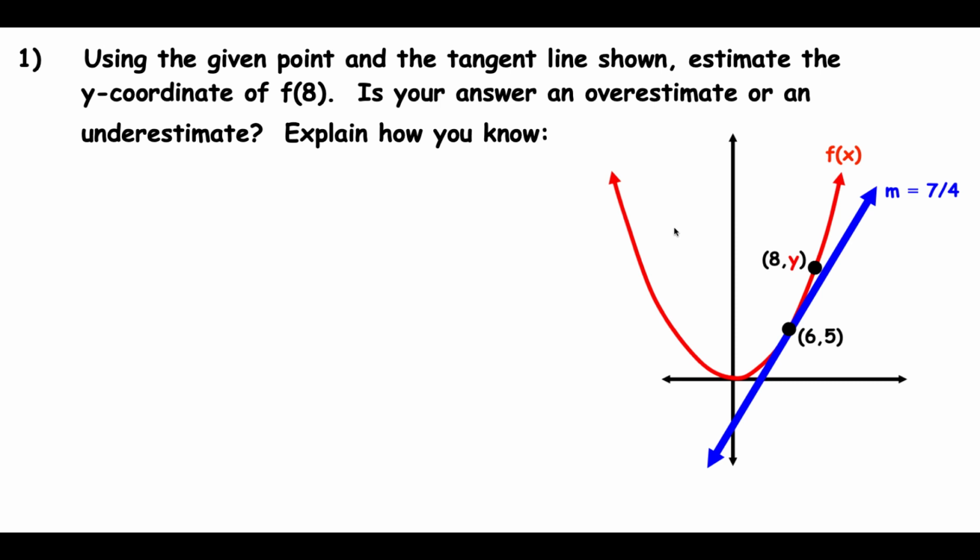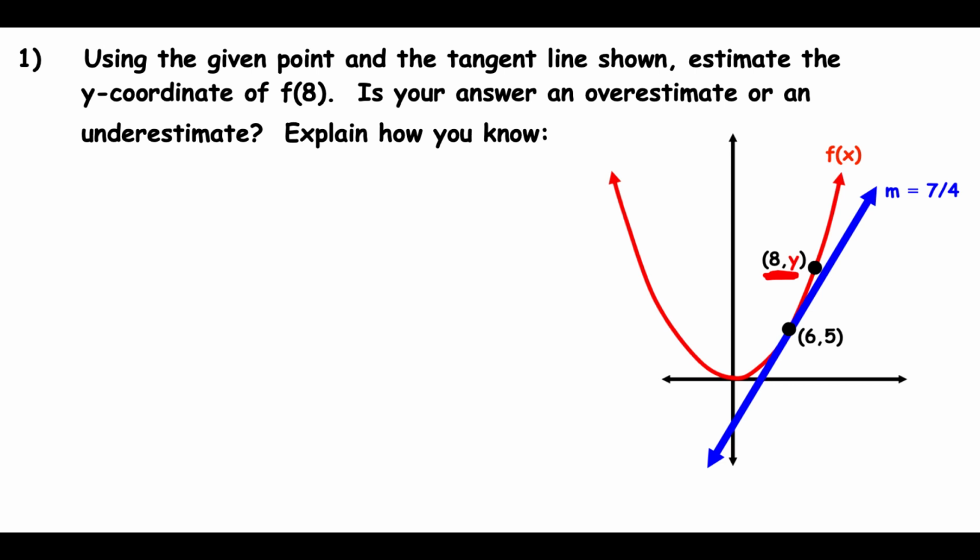In today's lesson, we're going to talk about how to estimate values on a curve using tangent lines. All right, so you can see here in number 1, the directions say, using the given point, which is the point (6, 5), that's where they come together, and the tangent line shown, that's in blue, estimate the y-coordinate of f of 8. F of 8 on the red curve, we don't know what the y-coordinate is. And there's no way to find out because I didn't give you the equation of the curve, of the parabola. So instead, we're going to use the tangent line.